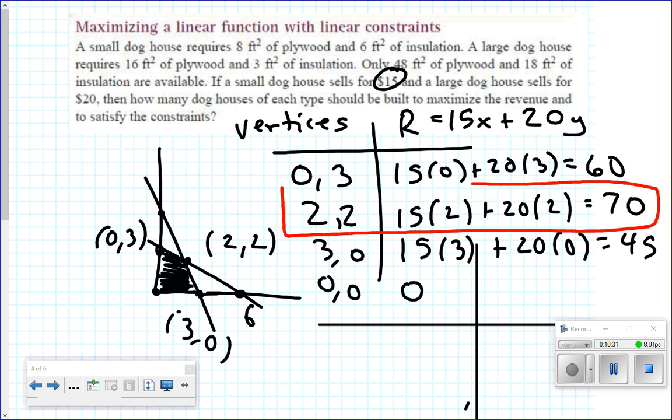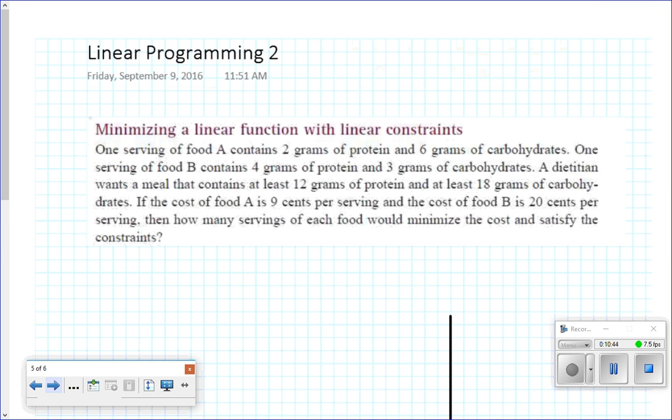So two small and two large dog houses will maximize our profit while staying within the constraints of the feasible region. All right, let's do another example. So this is one where we have to minimize.